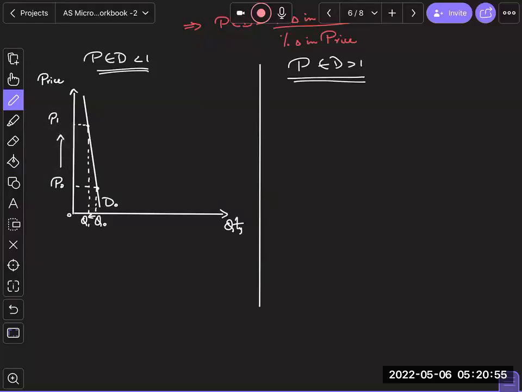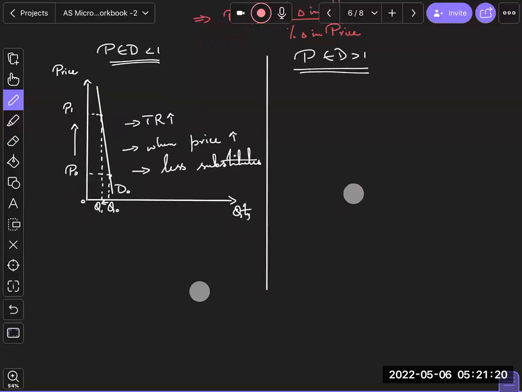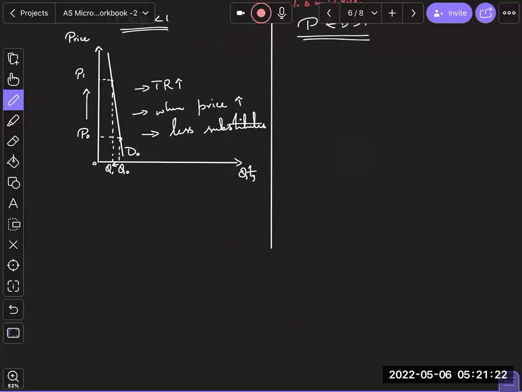If you increase the price, your quantity will be less responsive. Total revenue will increase when price increases. And along with that, the firm will have fewer substitutes, so less competition in the market. So that is why they will try to make it less elastic or more inelastic. How can they do it?